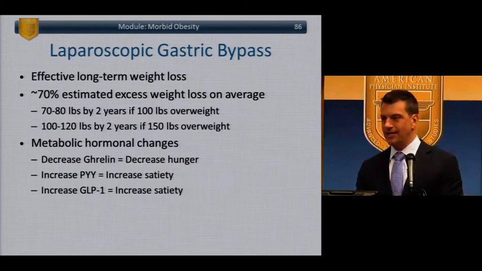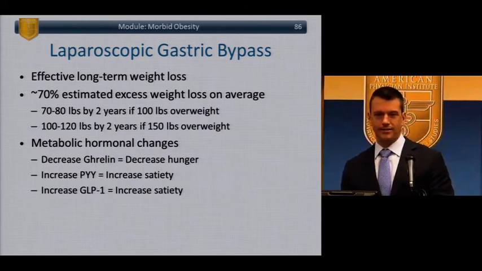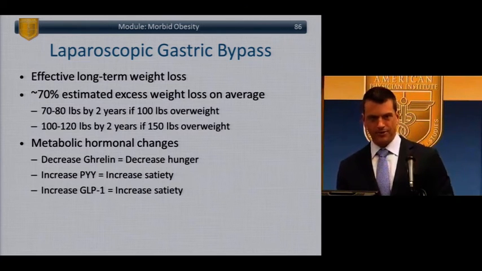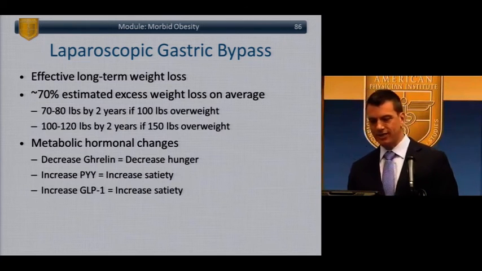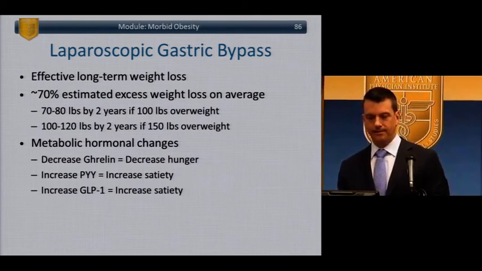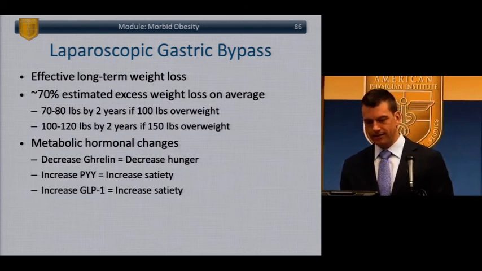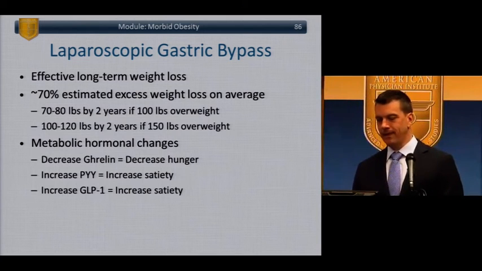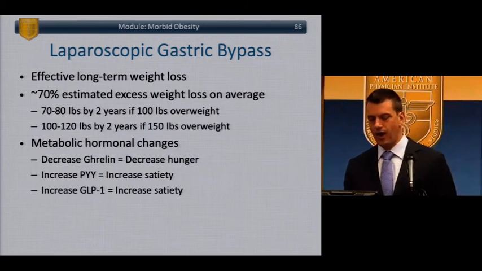There are metabolic changes, and these are probably why these tend to work more so than just the restrictive. You decrease ghrelin, which decreases hunger. So again, when ghrelin increases, you have an increase in your hunger mechanism, and then satiety is increased by elevations in PYY and GLP-1.